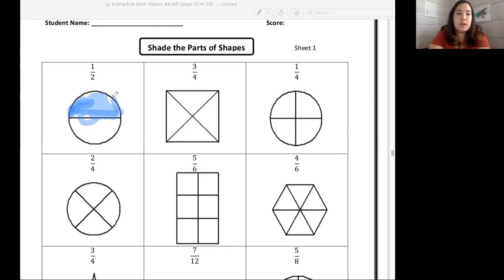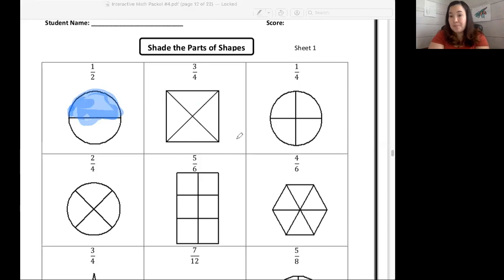So here is my 1 portion shaded. And that's all I really want to do. Boom, shaded in. Okay, I know I messed up a little bit, but it's okay. All right, moving on. So now I have 4 parts, and we count them: 1, 2, 3, 4.